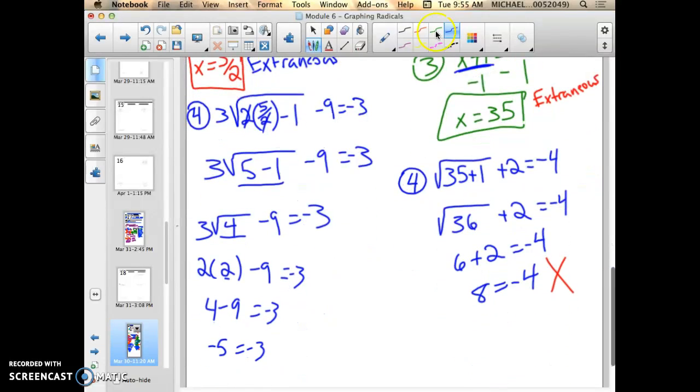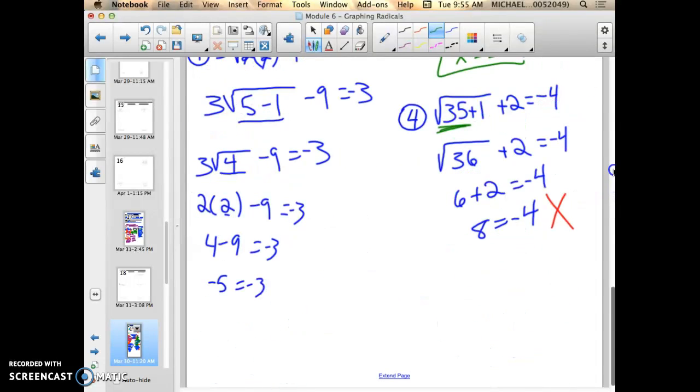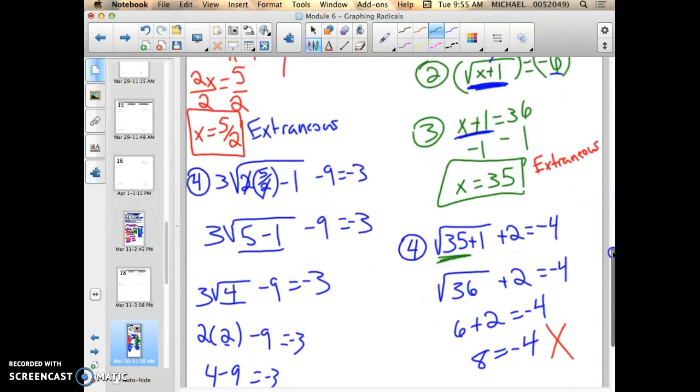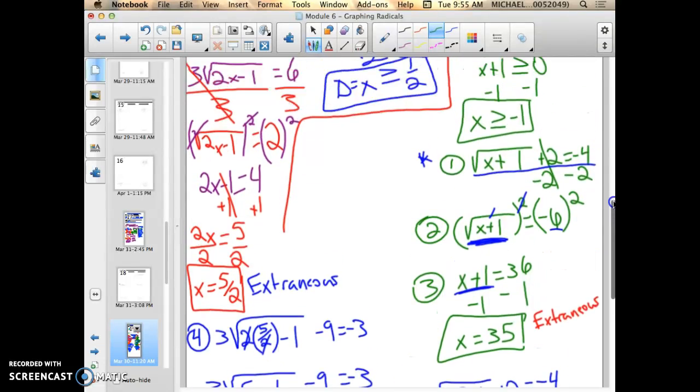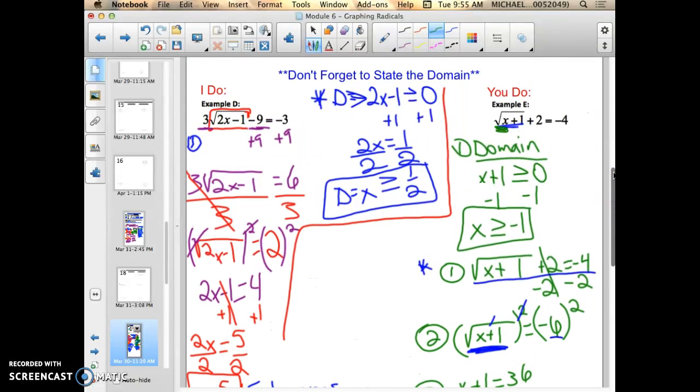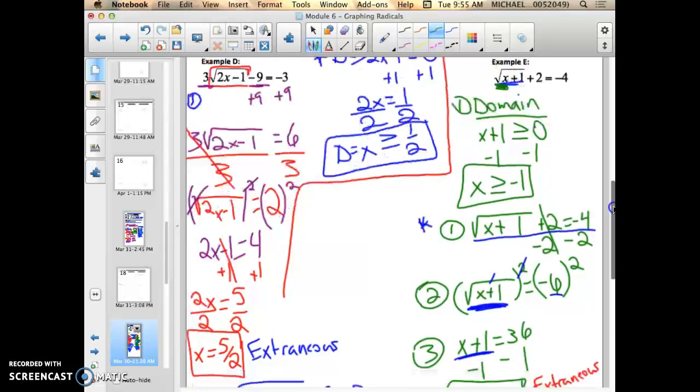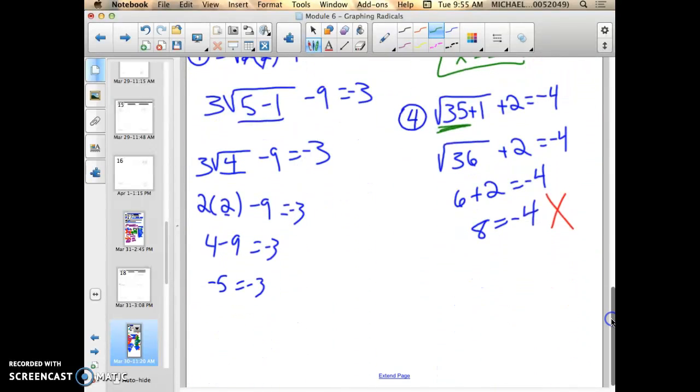So I put 35 back into the original equation. Instead of x plus 1 plus 2 equals negative 4, I put 35 plus 1 underneath the radical. So that's what I replaced x with, 35. 35 plus 1 is 36. The square root of 36 is 6. So on the left-hand side, I have 6 plus 2 equals negative 4. 6 plus 2 is 8. 8 does not equal negative 4.